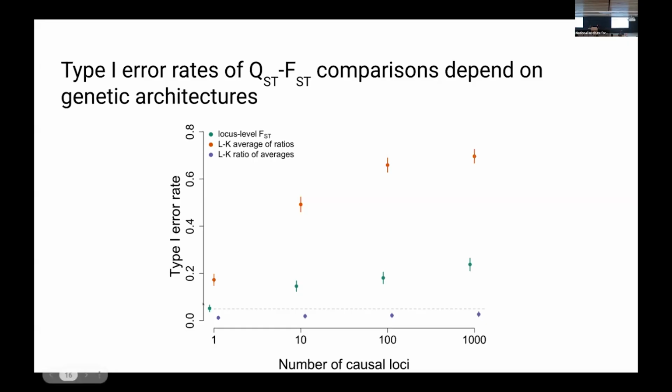When we are using the two other FST distributions, for example, the locus level FST distribution is very conservative when we are looking at a single locus trait. But for polygenic traits, it is not as good as the Lewontin-Krakauer distribution parameterized by the ratio of averages FST. We also want to mention that the ratio of averages FST estimator is at or below the threshold in all the regions that we have tested.